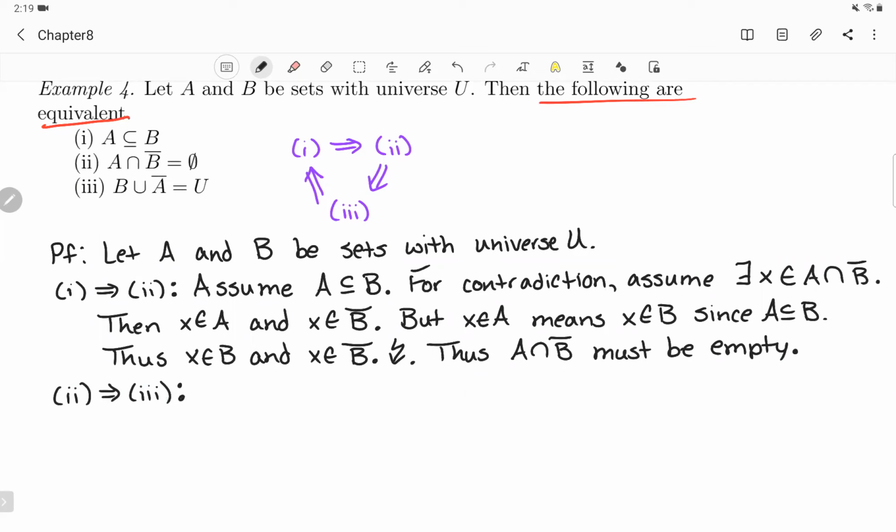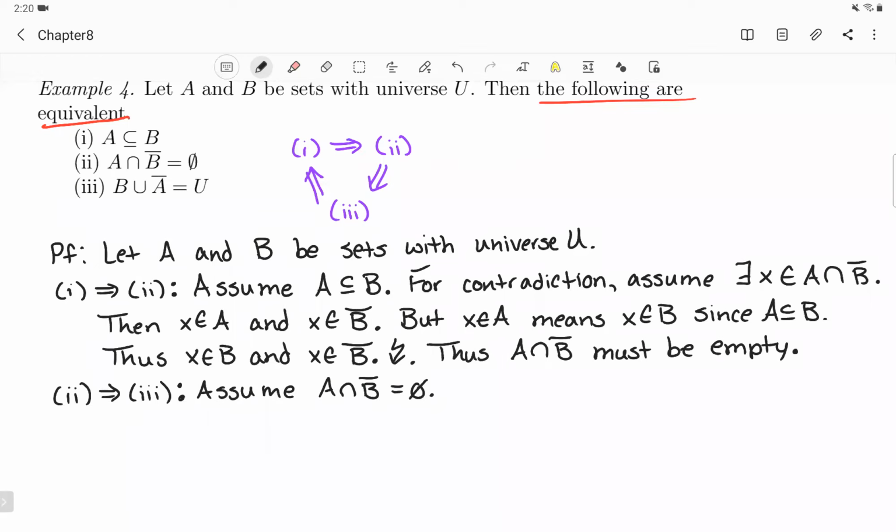So now we're starting over, right? Everything we said in that first part doesn't matter. Wiping the slate clean and assume A intersect B complement equals the empty set. So that's what I'm starting with. That's what I'm assuming. Now I need to show that B union A complement is the entire universe that I'm considering, all possible elements.